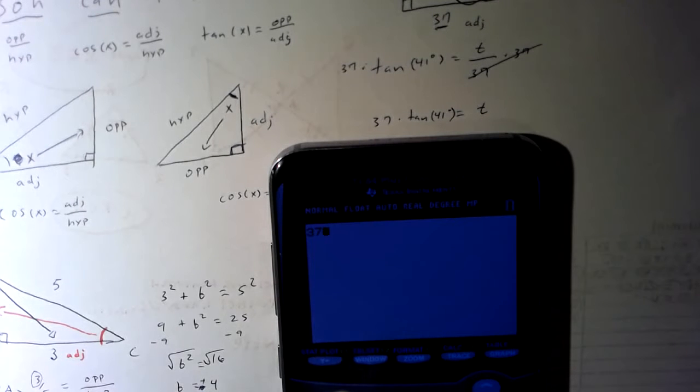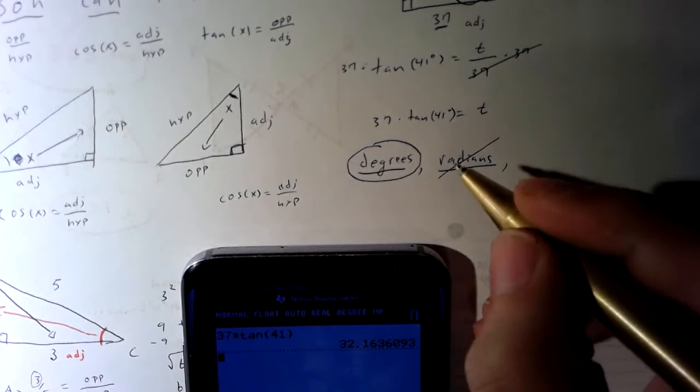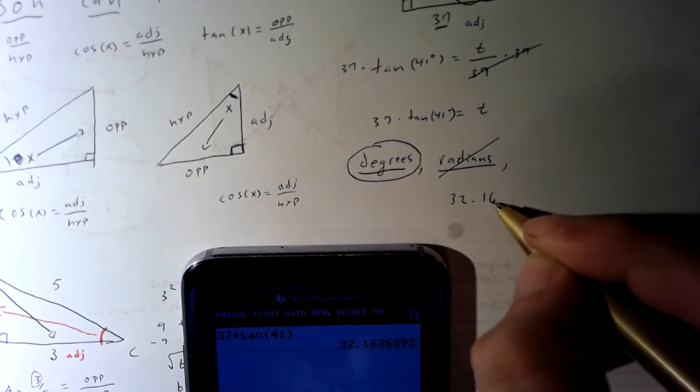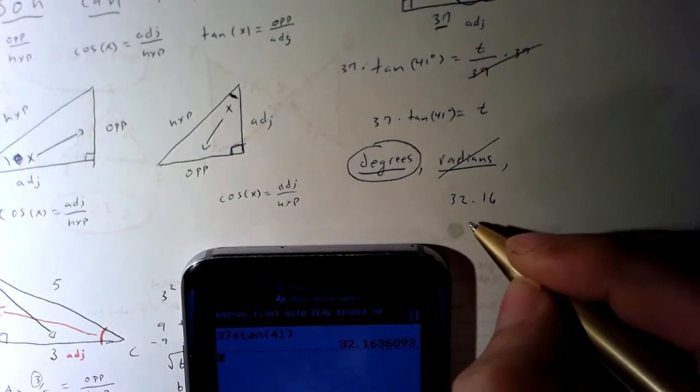Once we know that it's in degree mode, then we can go ahead and plug in our numbers. So 37 times tangent, and then inside we just put 41, close parentheses, and then hit enter. And we get 32.1636093. So we can go ahead and round that to the nearest hundredth if you like, and that would be 32.16. In the choices, I believe they round it to the nearest tenth. Let me check. Yeah, so they rounded to 32.2.